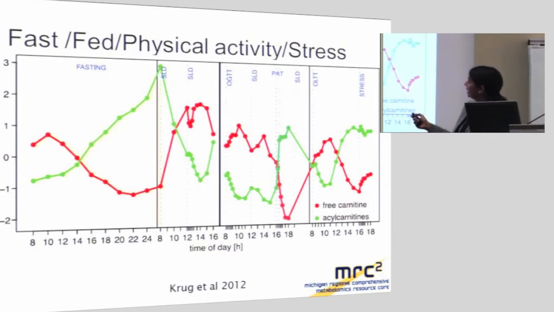This is physical activity, which is 1 hour on a stationary bike. You see the difference again in the carnitine profile. This is a lipid challenge. You can see again the differences in the carnitine profile. This is stress. In this case, it was cold stress. They made them put their hand in cold water for 3 minutes. That also makes a difference.